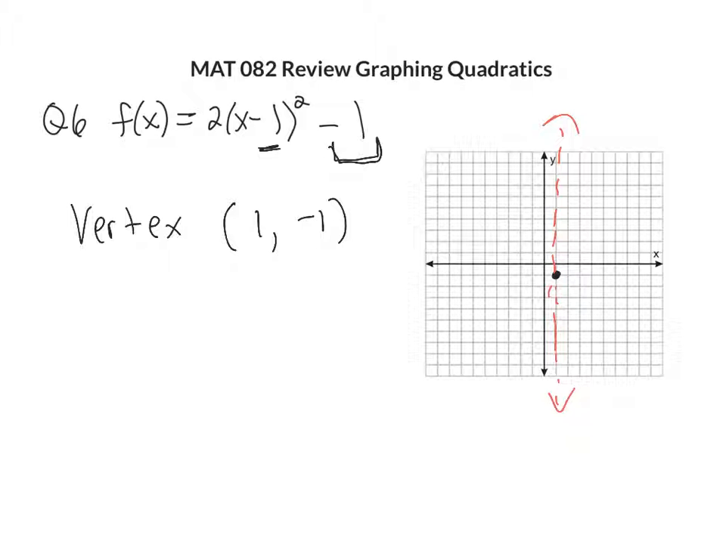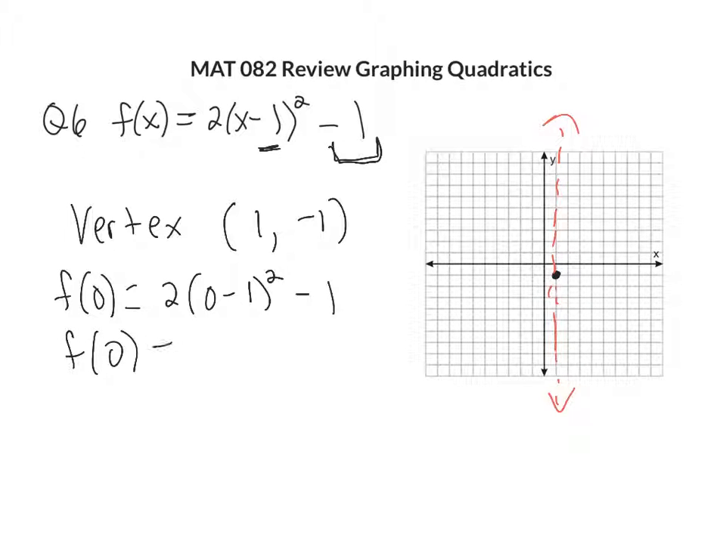Now I have to do some math in order to be able to find the y-intercept. Again, we're going to plug in 0 anywhere we see x. So 0 minus 1 is -1. Squared is just +1. So I end up with 2 times 1 is 2. Minus 1 is 1. So I have a y-intercept at 0, 1.